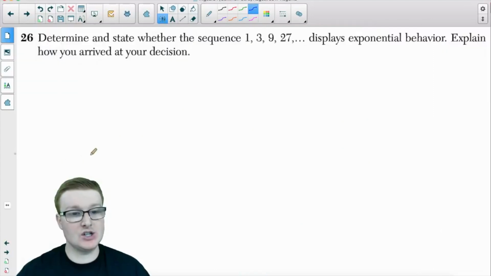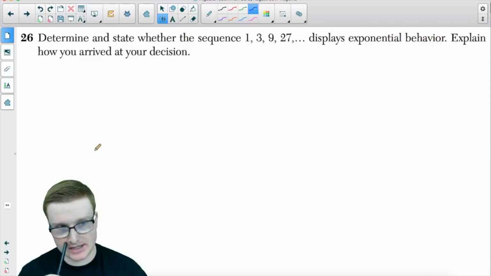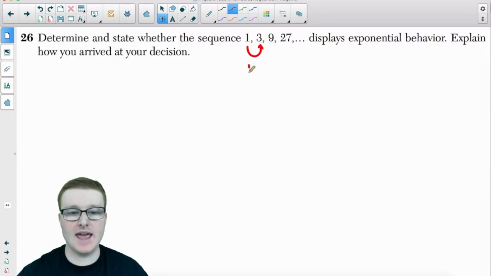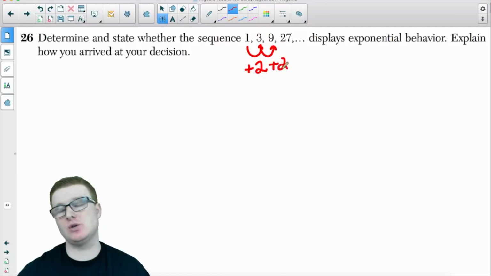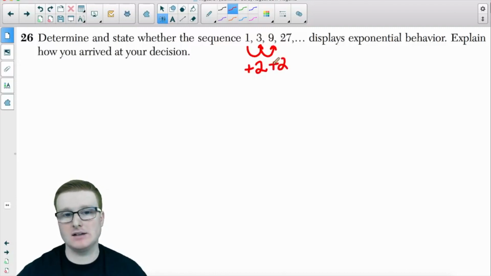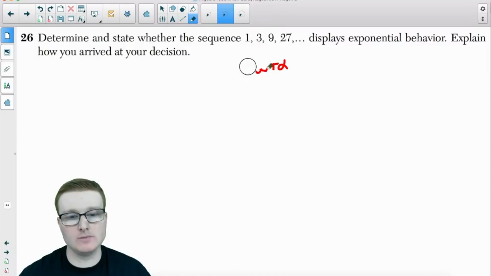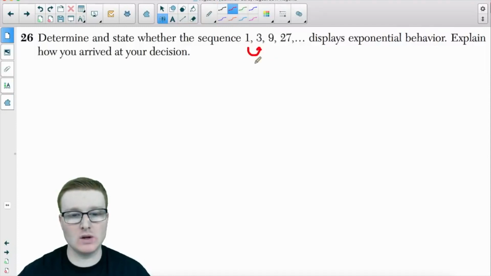26. Determine and state whether the sequence 1, 3, 9, 27 displays exponential behavior. Explain how you arrived at your decision. So how do we get from 1 to 3? Well, we could add by 2. But then the problem is from 3 to 9, we can't add by 2 to get the number 5, because this is not linear, because it's not a constant rate of increase. So what's happening here, we take 1 to 3, we're multiplying by 3. 3 to 9, we're multiplying by 3. 9 to 27, we multiply by 3.